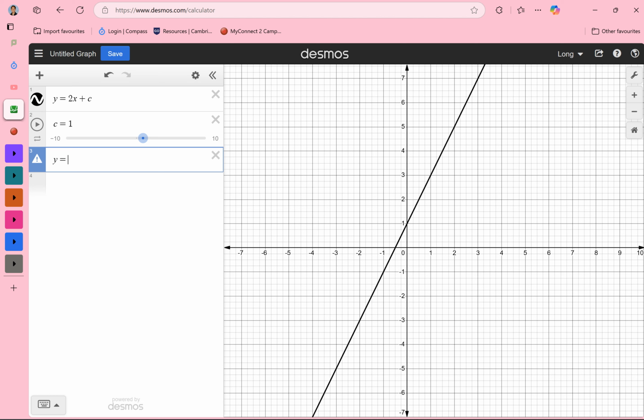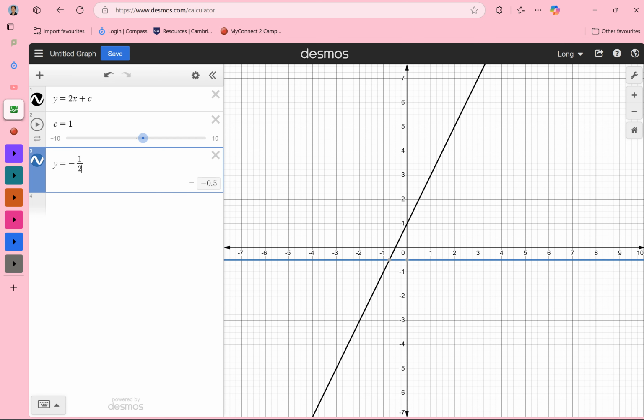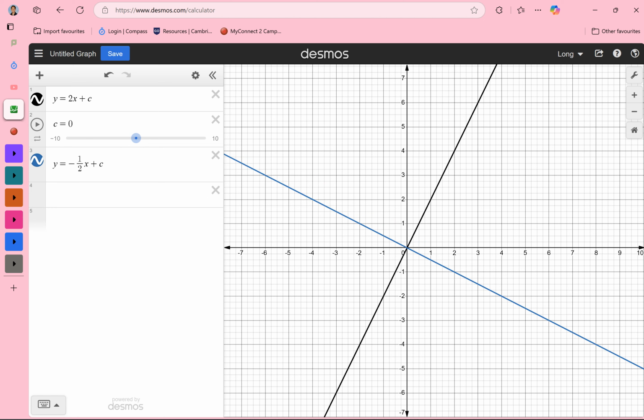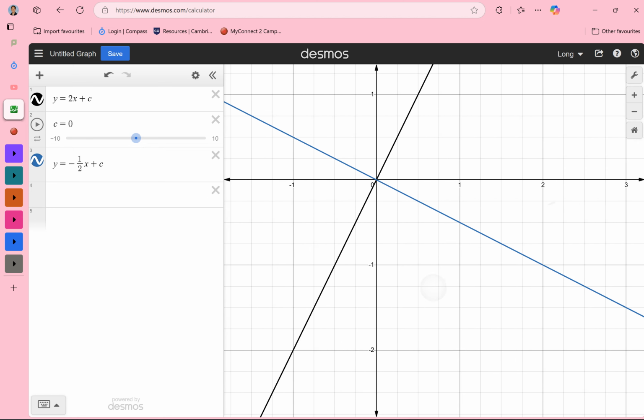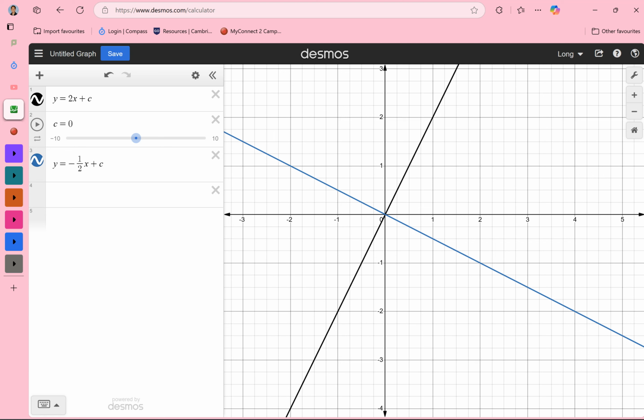Now if I wanted something perpendicular to it, remember it was negative half x plus c. If I keep it like that, can you see how they're intersecting at perpendicular points? You see that? If I made c 0, it's very obvious that they are perpendicular with each other. As you can see, they're crossing at 90 degrees. Or you can look at the gradient. Can you see how it goes 1 across, 2 up, and then on this side it goes 2 across and 1 down? That's showing its perpendicularity.